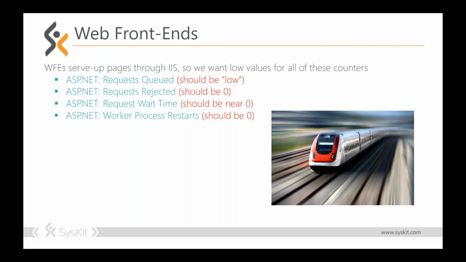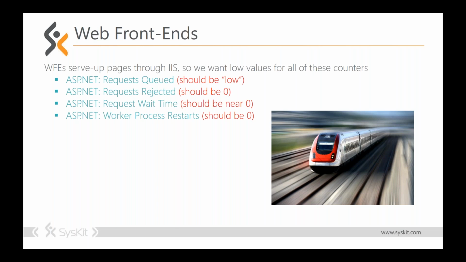IIS and ASP.NET on top of it will track different counters around requests. These are incoming requests, both web services to the farm, trying to query data and write data, as well as page requests. So these are generic requests. So requests queued and requests rejected. I'd say requests queued should be low. The number will vary. The point at which things really fall apart, I believe, is 5,000 by default.